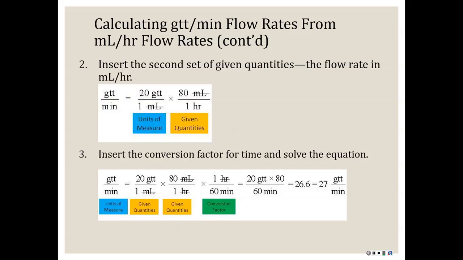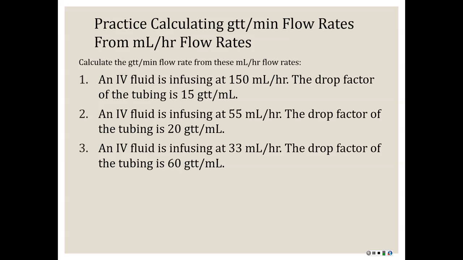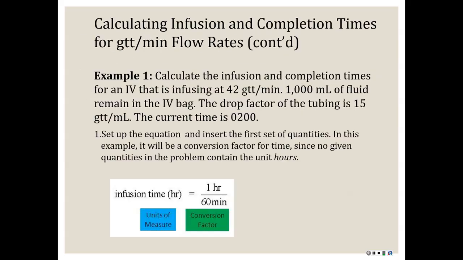Okay, I think a couple more problems like this that you can do for practice, and just make sure that you're comfortable with converting these. Okay, we're going to do another completion time one. Calculate the infusion and completion times for an IV that's infusing at 42 drops per minute. 1,000 milliliters of fluid remain in the IV bag. The drop factor of the tubing is 15 drops per milliliter, and the current time is 0200.